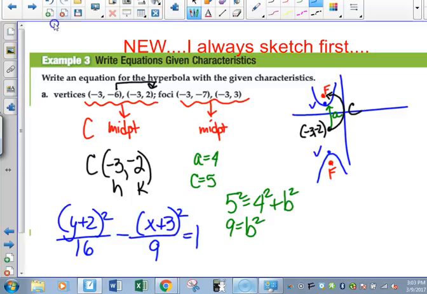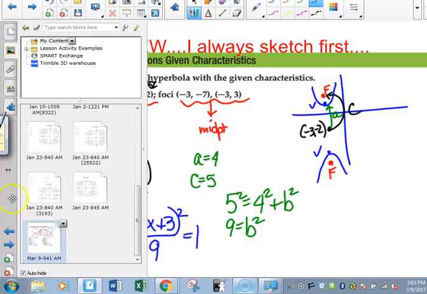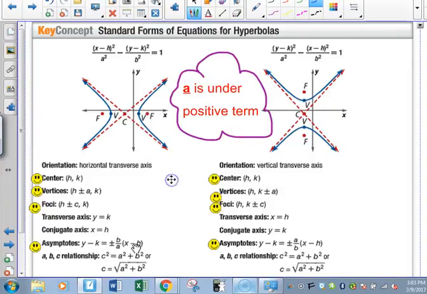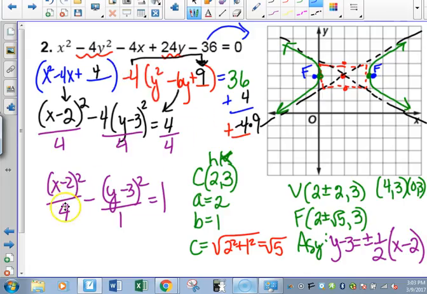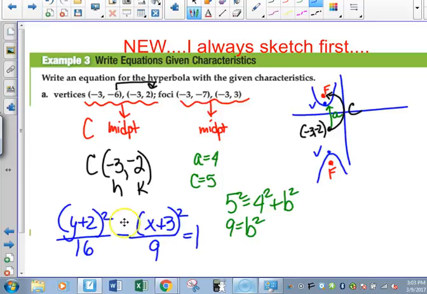Hopefully she was thinking about or looking at this, right? As soon as she knew it opened up and down, she knew it was this general form with the Y first. Okay. And then, oh, did I go the wrong way? So she knew the whole top right away as soon as she found the center. The bottom part, she had to figure out the distance from the center up and down, and that was A, so squared was 16. And then remember, we did this backwards to find B.